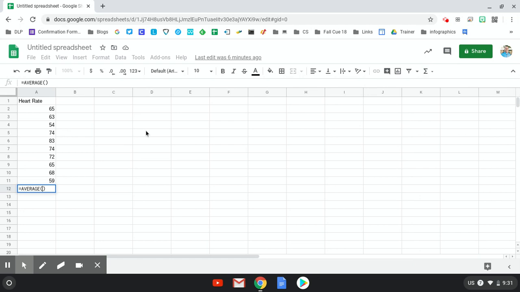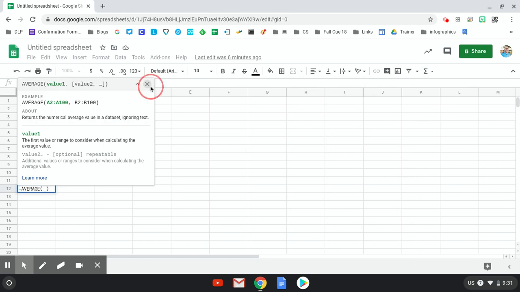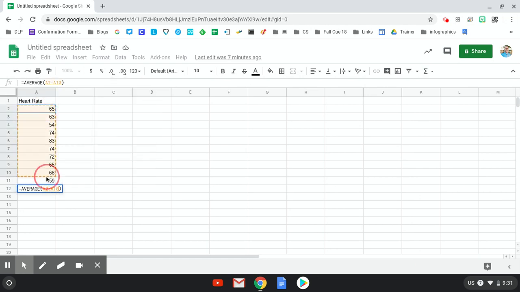So I'm going to choose average, and then I'm going to close that little guy. I'm just going to select these cells and press enter. I know my average of these 10 people, the average heart rate is 67.7 beats per minute.